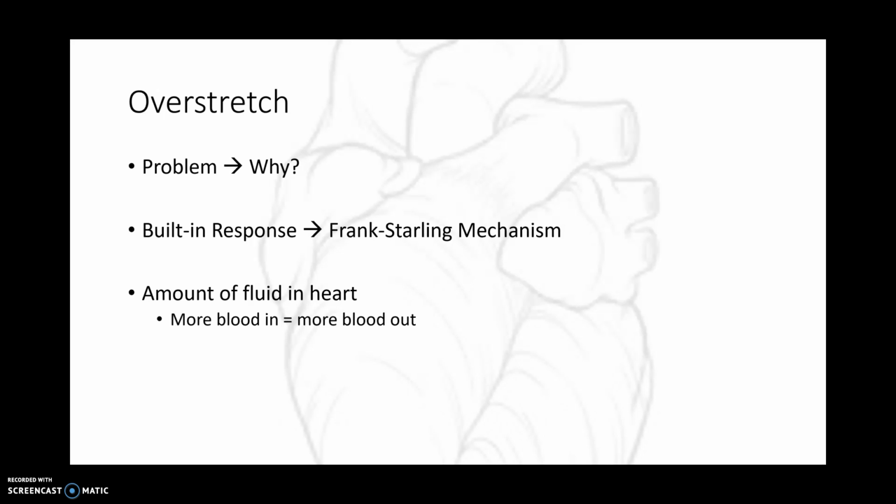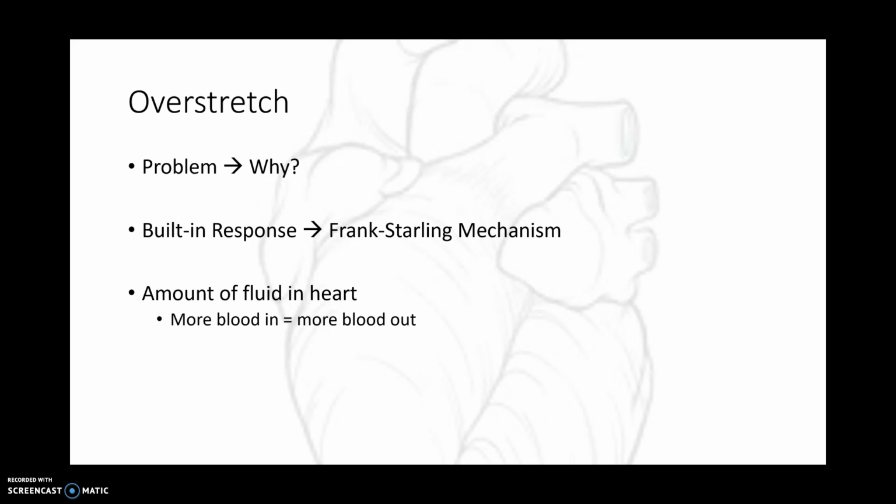So we actually have a built-in response and a built-in mechanism, which is called our Frank-Starling mechanism, which is very important. We can stretch these fibers by the amount of fluid we put in the container, which is our heart. So the more fluid in, the myocardial fibers can generate more force because the muscle fibers have been stretched and generate more power. Ultimately, more blood in equals more blood out.